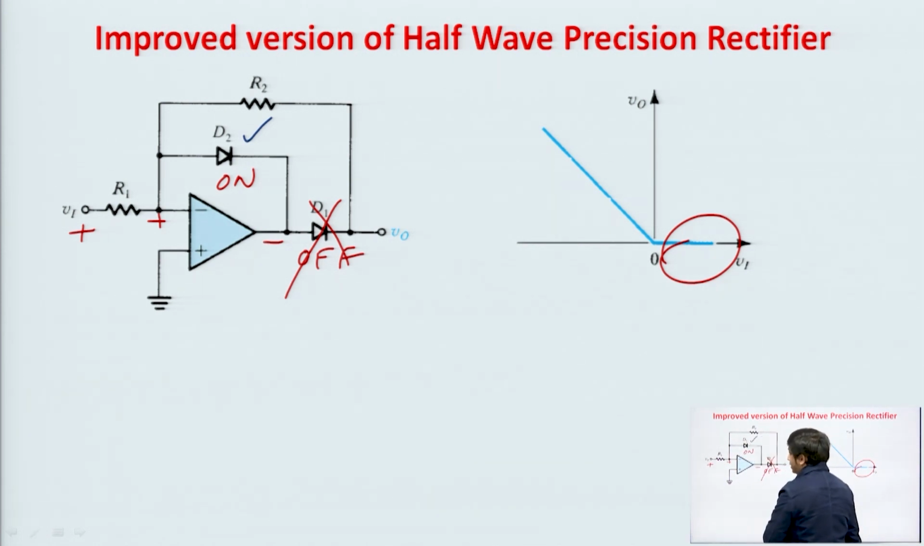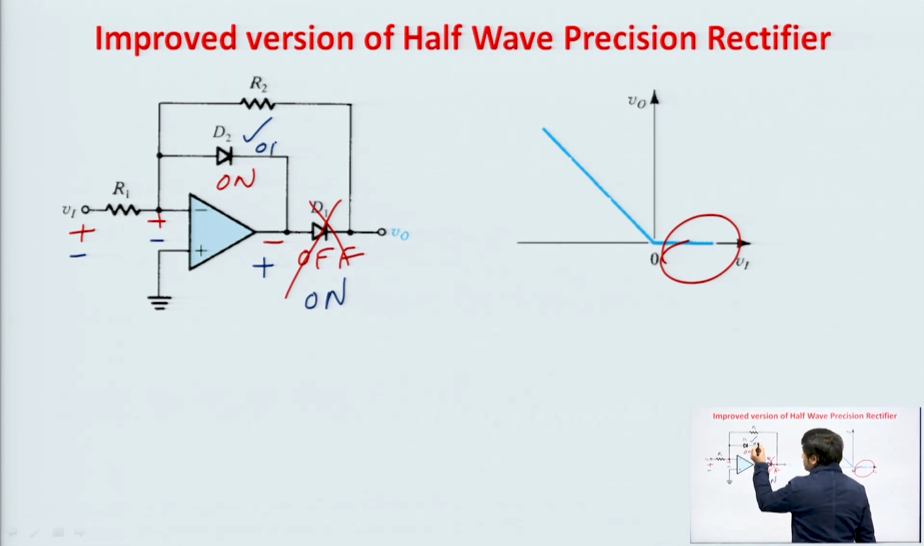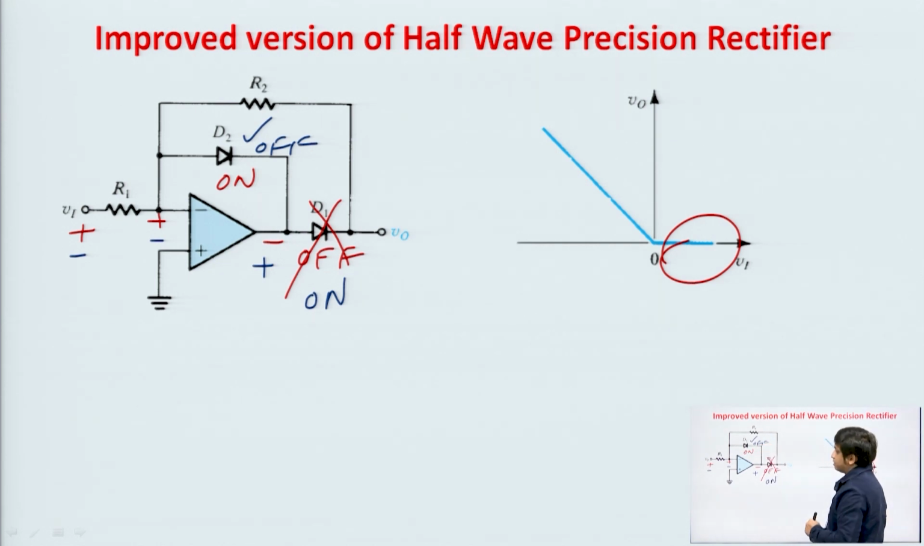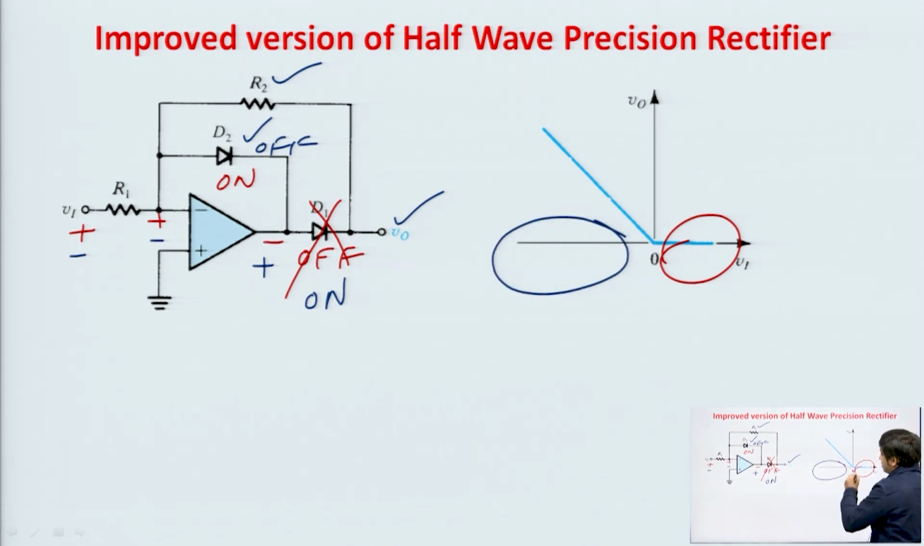Now, case 2, that is when Vi is negative. When Vi is negative, negative will appear at this terminal and the positive will come at the output of the op amp. In this case diode D1 will be on and diode D2 will be off, just focus on blue color. So, in this case since diode D1 is on, then the current will flow through this R2 resistance and we will get the output voltage. So, for negative input voltage we will get the output voltage.